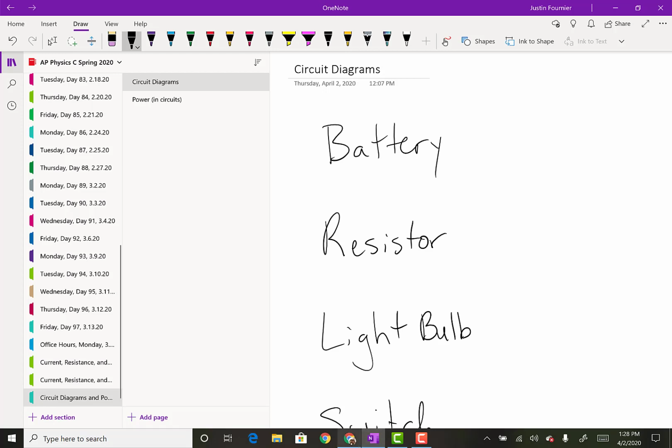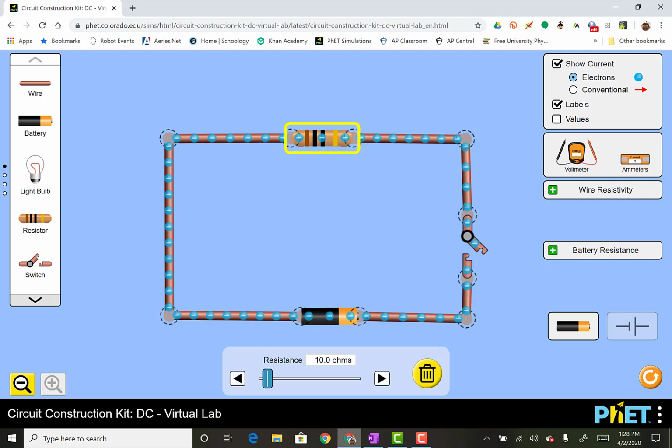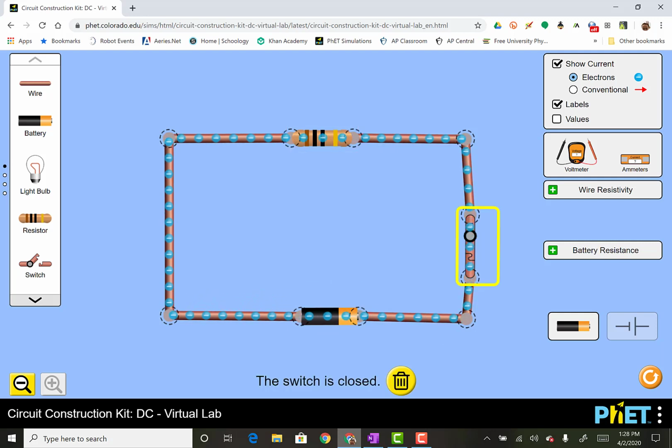So to start off with circuit diagrams, here is a pretty simple circuit. We've got a battery, a resistor, and a switch. And there you go, I just close the switch. That gets the current a closed loop, and now current is flowing. But what would that look like?